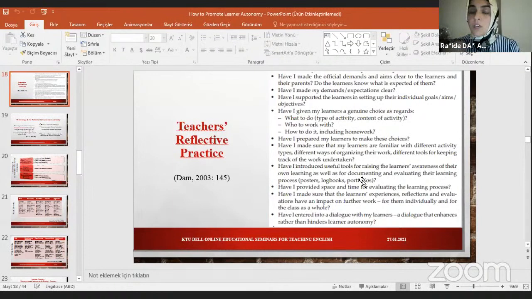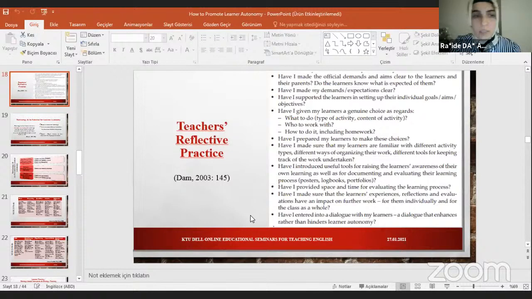So at this step, you may provide some strategies so as to help your learners. Have I introduced useful tools for raising the learners' awareness of their own learning? There are some ways to do this. You may use some logbooks like journal entries, diaries, portfolios or posters. You see this kind of checklist you can use so as to be reflective in your teaching practices.